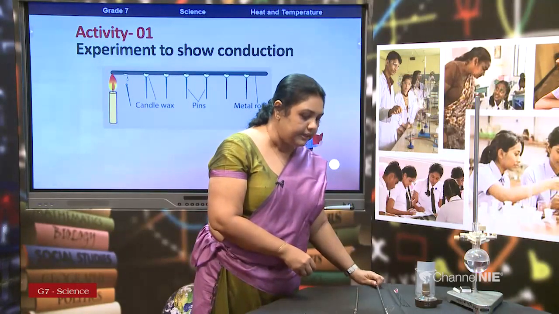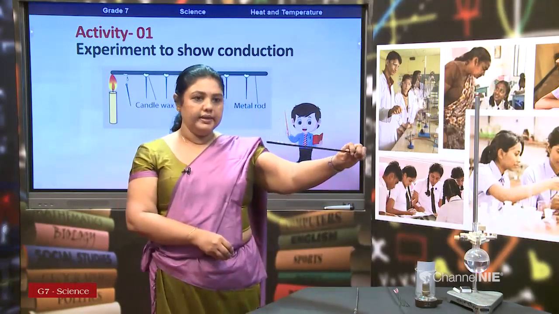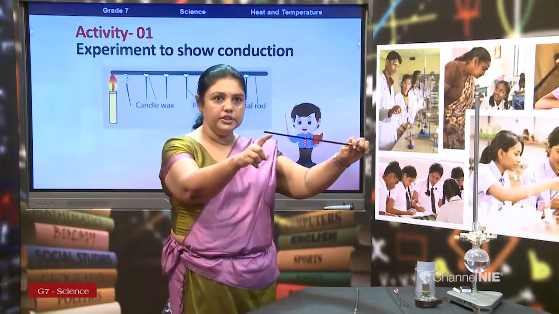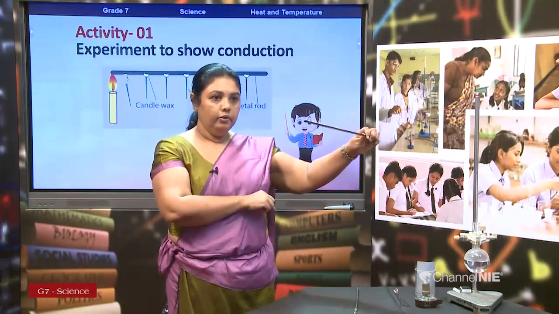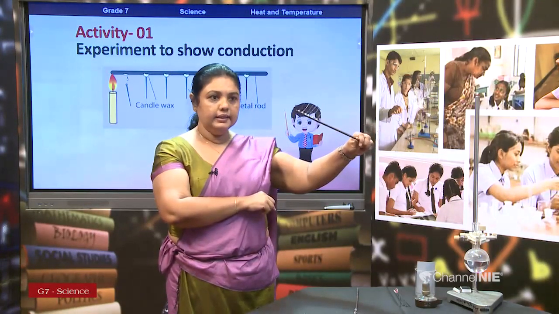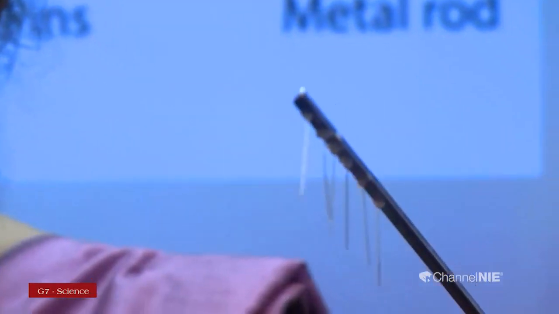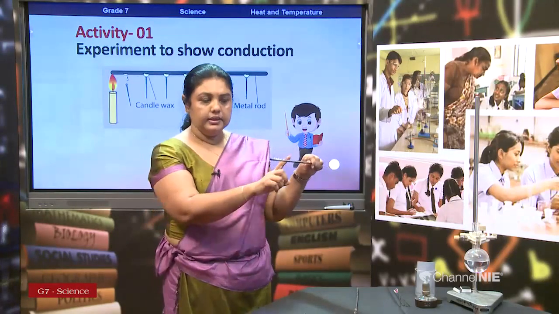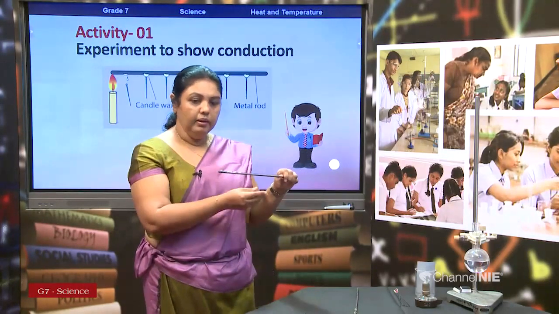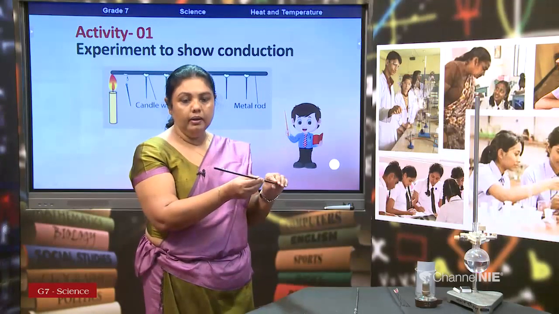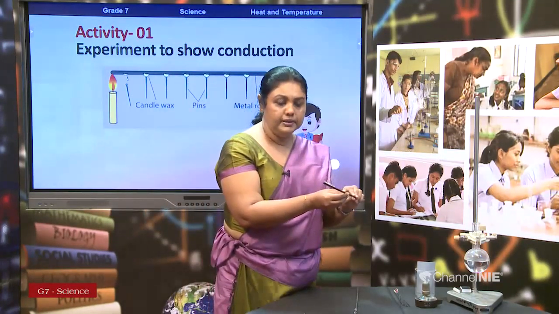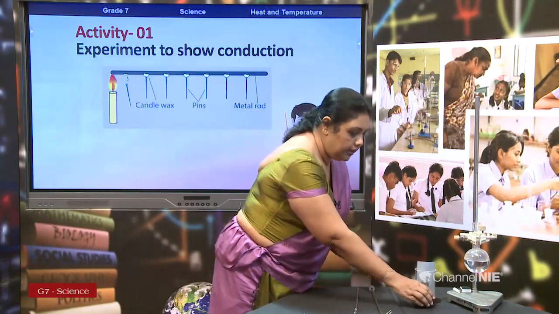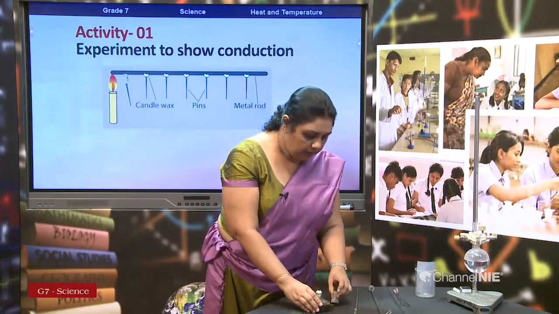I will show you the setup now. This is the setup. You can see very well. There is a rod here. You can see the pins which are fixed here, and now it is fixed with candle wax. Now, our next step. Now, we are going to see conduction. This is a conductor. We will see how conduction happens when heat is given. Right. This is a spirit lamp. We light that up.